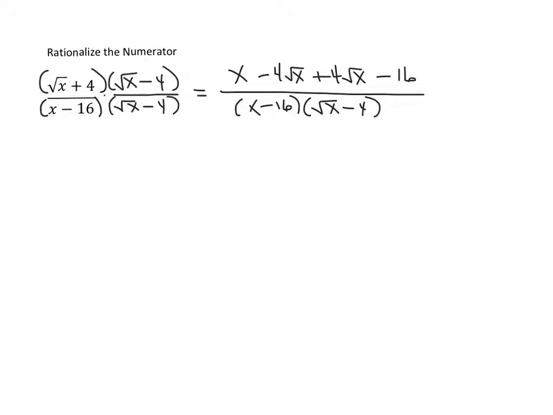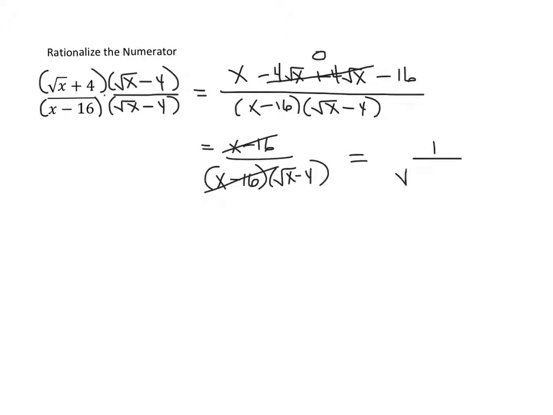So in the numerator, we are left with the negative 4 square root of x and positive 4 square root of x. Those give you 0, which it should. So we are left with x minus 16 in the numerator and x minus 16 times the square root of x minus 4 in the denominator. So just what we were hoping. We have a common x minus 16 that can cross out. That leaves us 1 over the square root of x minus 4. So we have successfully rationalized the numerator.